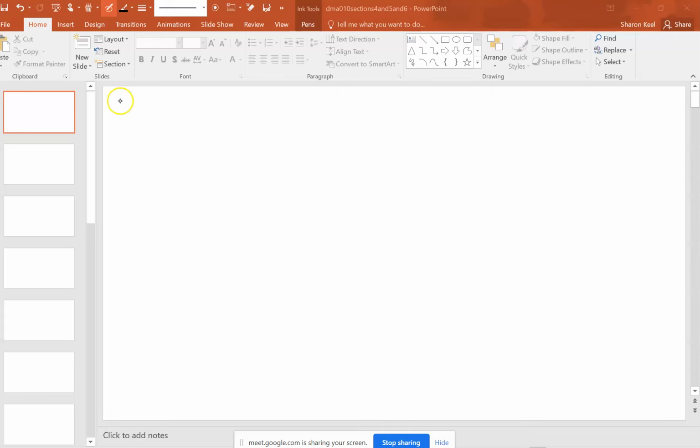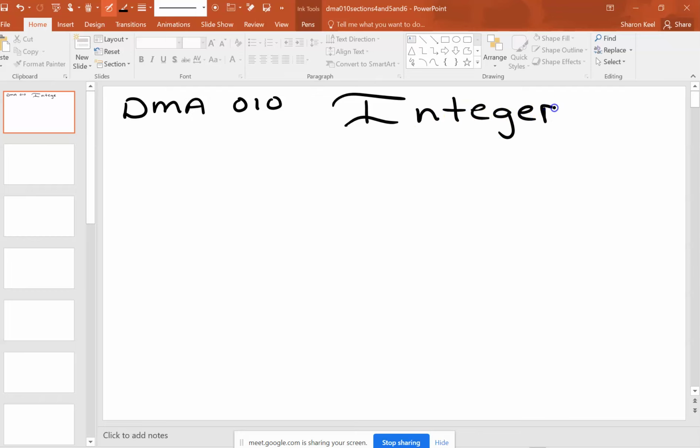For our DMA10, we already have covered sections 2 and 3. Today we are going to begin with section 4, and we will be talking about integers. And then we will get into computation with integers.